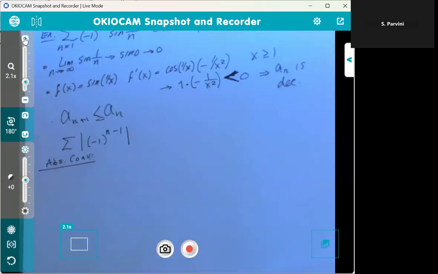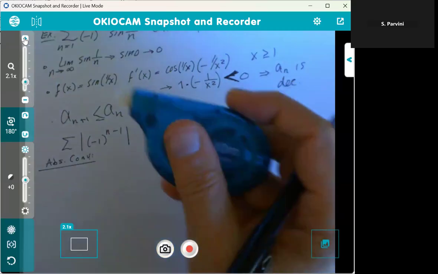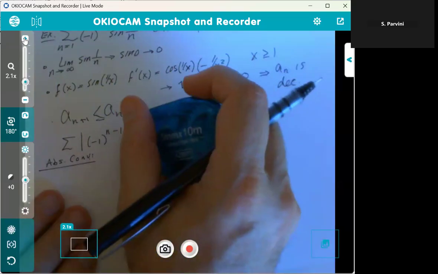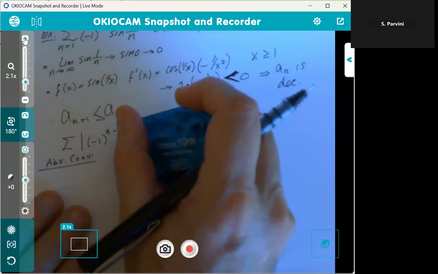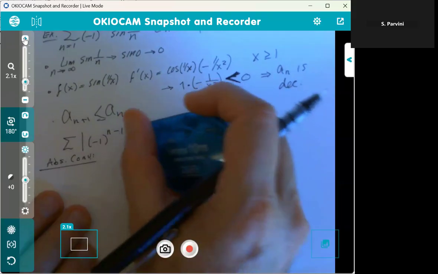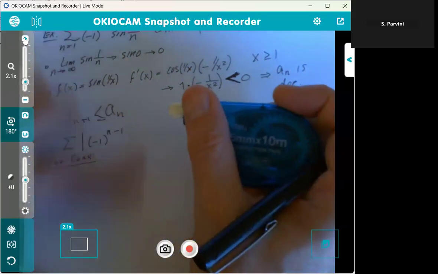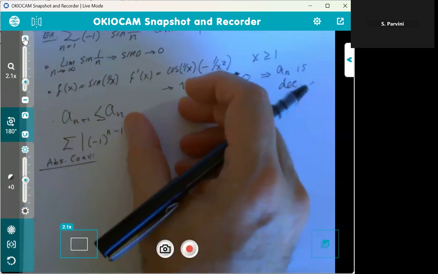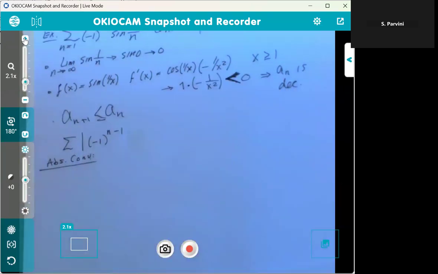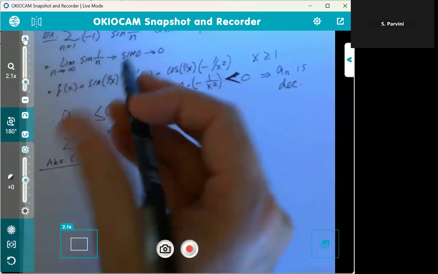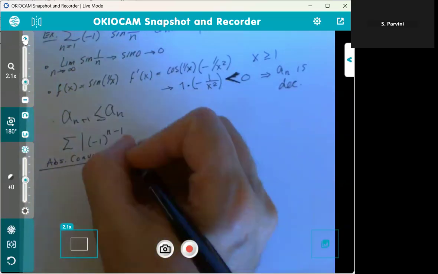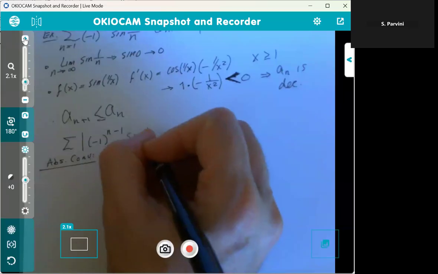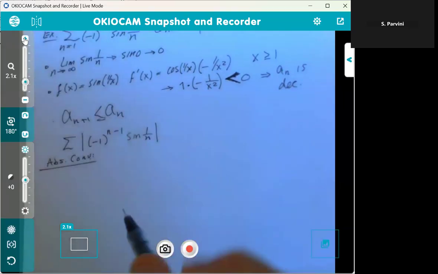Oh, forgot to put the sign in there. That's okay. I could split it into two absolute values, but there you go. Let's just use my correction tape to clean the mess. Okay, so here's that, and then the sine of 1 over n there.